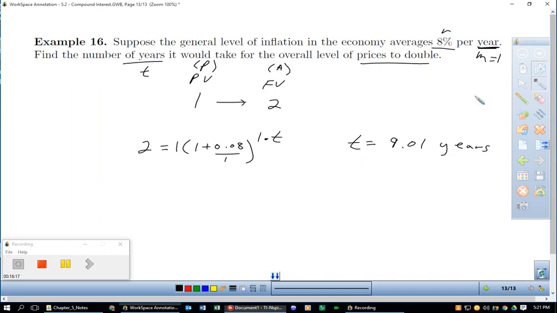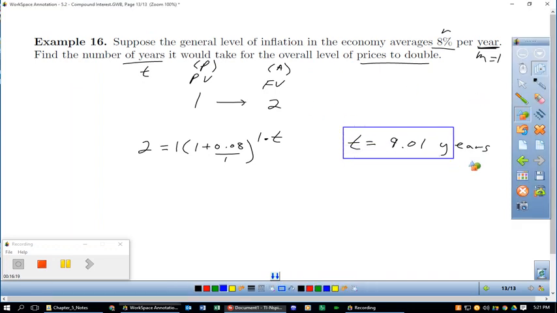Okay, and that brings us to the end of this section, I believe. Sure does. So that's the end of section 2.